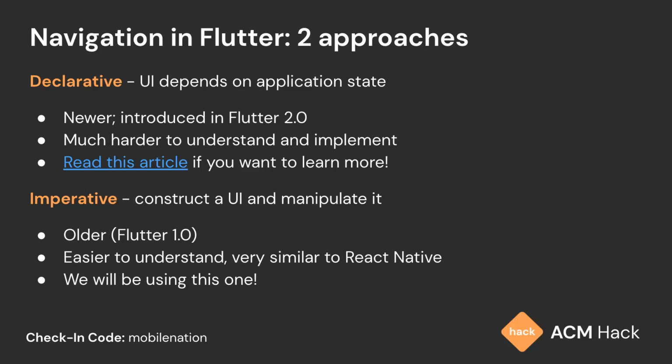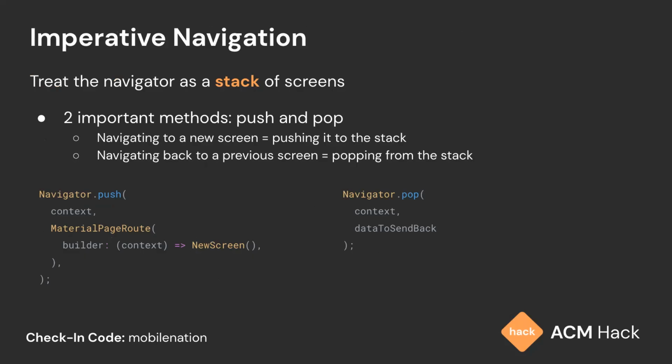Declarative is the new way of doing things, and there's an article here that you can read if you want to learn more. It was kind of complicated, to be honest, I did not really understand it, but it's there if you want to dive into it. Basically, imperative navigation treats the navigator as a stack of screens, and we push and pop depending on if we want to go forward or back to the next screen.